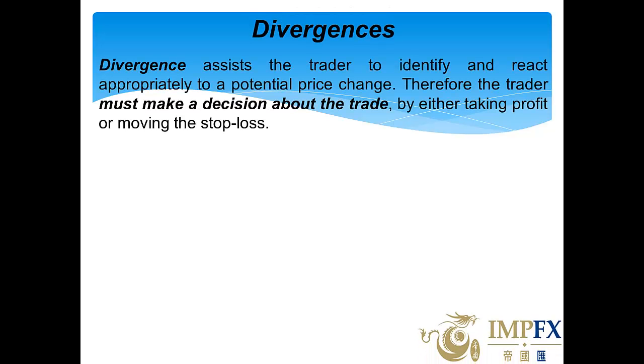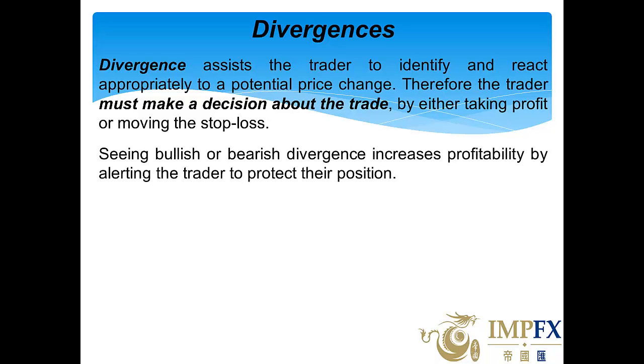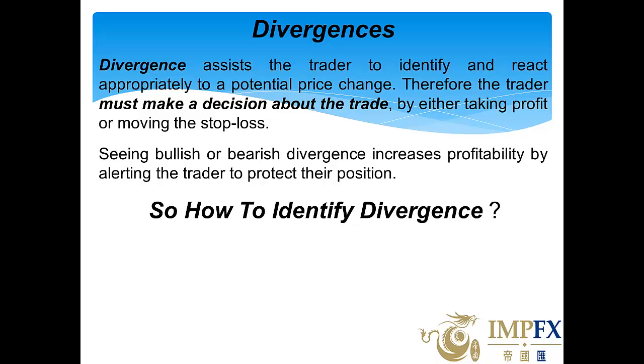Divergence assists the trader to identify and react appropriately to the potential price change. Therefore, the trader must make a decision about the trade by either taking profit or moving the stop loss. Seeing bullish or bearish divergence increases profitability by alerting the trader to protect their position. So, how to identify divergence?